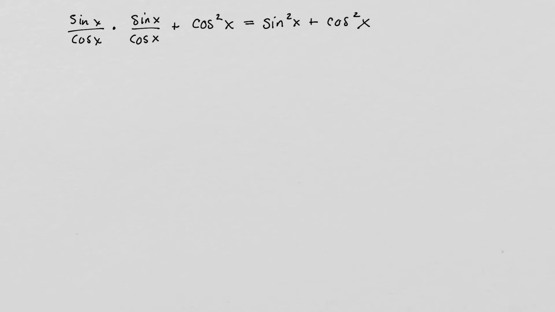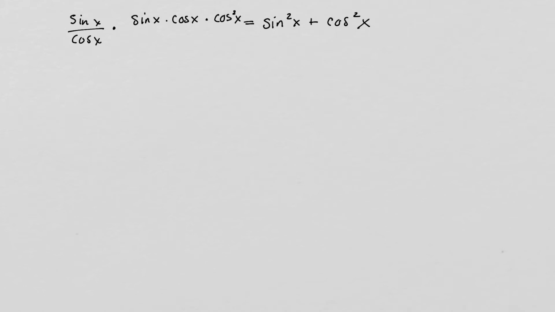Okay, so let's see. Sine x over cosine x times sine x times cosine x times cosine squared x, like that, equals sine squared x plus cosine squared x.